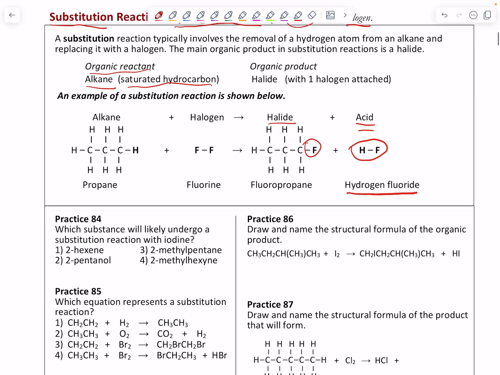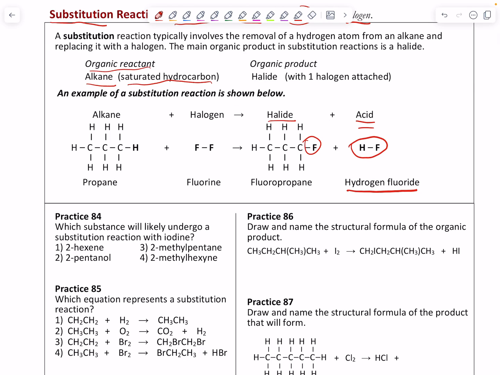So if we look at some of the practice ones for this one, we're going to go through them. So if you want to pause and try, that's what I recommend doing, is pause and try to do them on your own first. And then you can unpause and watch us go through them together and check yourself. So this first one over here, practice 84, it says, which substance will likely undergo a substitution reaction with iodine? So again, keyword here is substitution, okay? And with iodine. So it's a substitution with a halogen, and the only thing that can do that are alkanes, like we said up here.